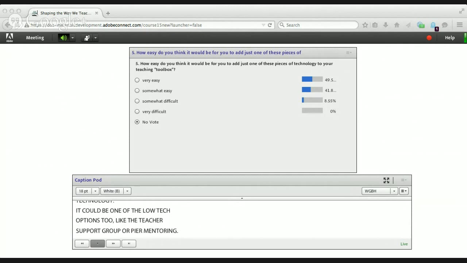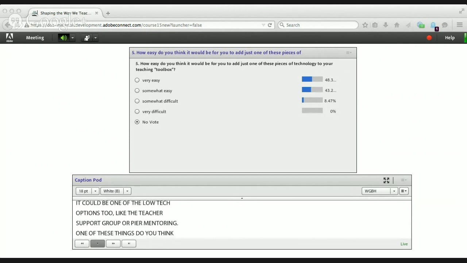If you could pick one of these things, do you think you could implement that? Okay. So it looks like some of you are saying very easy and some of you are saying somewhat easy. But hopefully, it looks like almost all of you think that you could do something on some level. It seems like very few of you think that it would be difficult, and none of you think it's very difficult. So that's great.